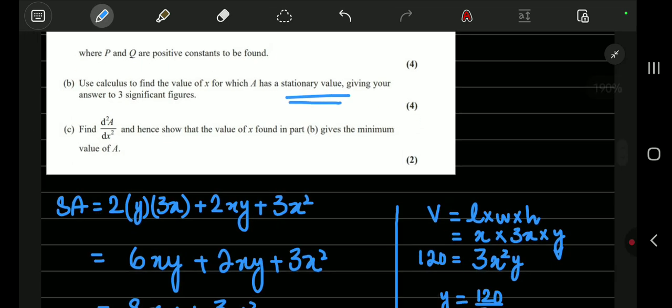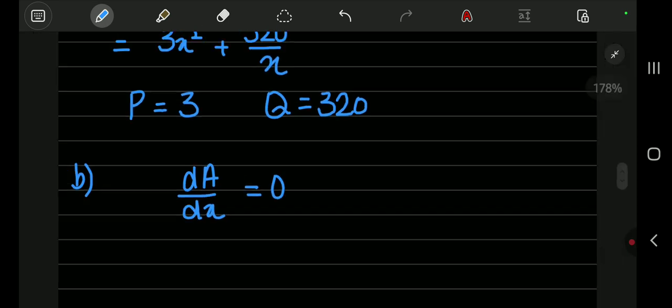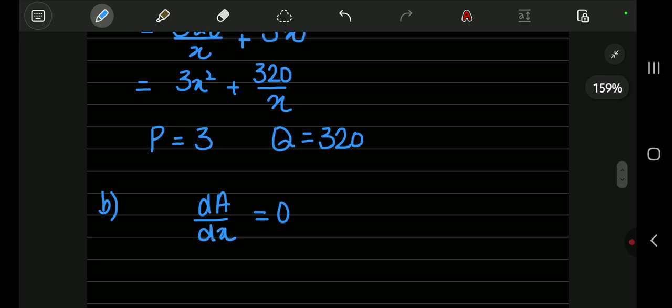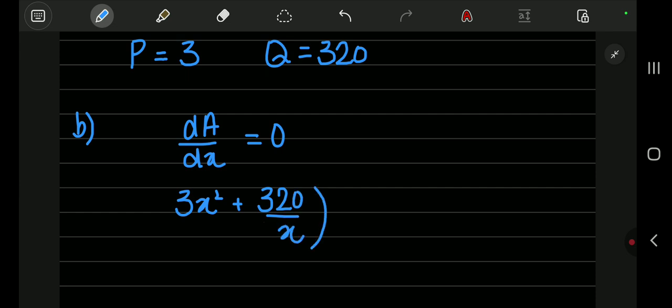So let's look into this. Part B, dA over dx equals 0 will give you the stationary point. So what is your d over dx? Derivative of this area formula, that is 3x square plus 320 over x. Put this equal to 0.